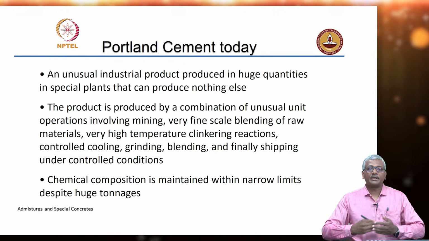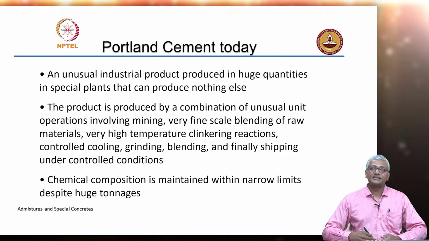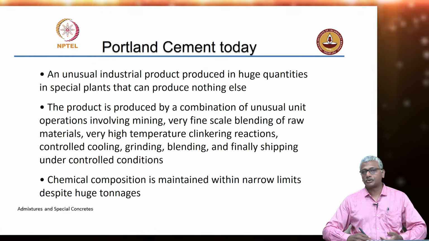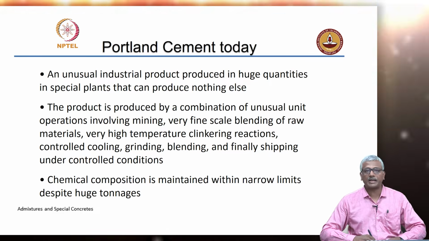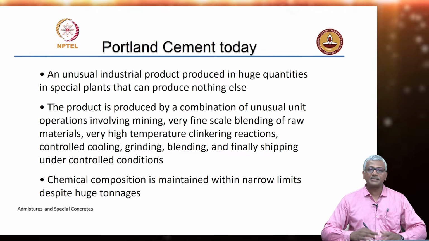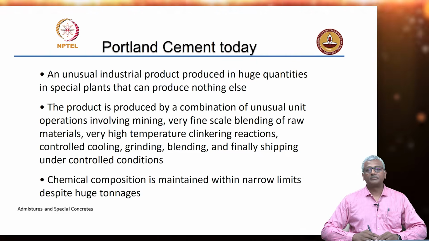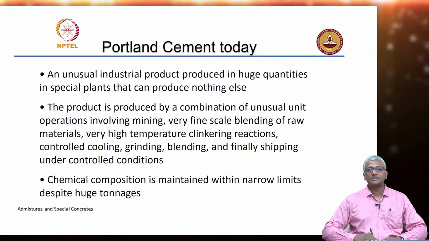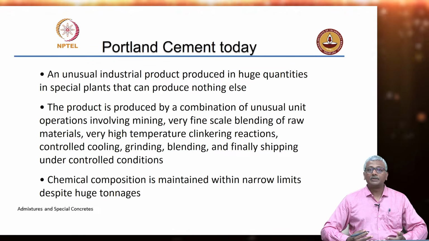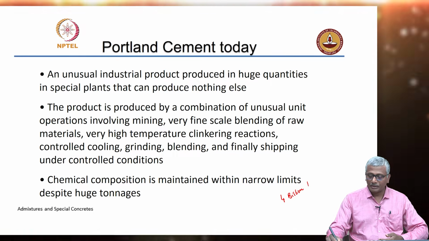Controlled cooling is done of the clinker when it comes out of the kiln, right? And then after this controlled cooling process, there is grinding of the clinker with additives like gypsum or fly ash or slag, as the case may be when you're producing special types of cement. And then finally shipping under controlled conditions. So all of these have to be done to produce a very well controlled material whose chemical composition is retained within very narrow limits.